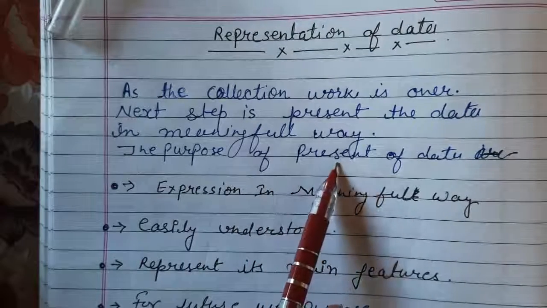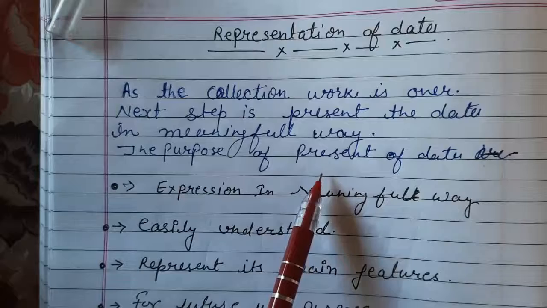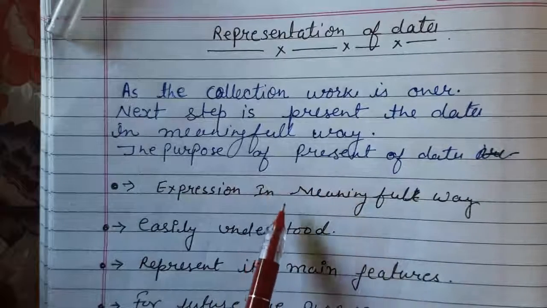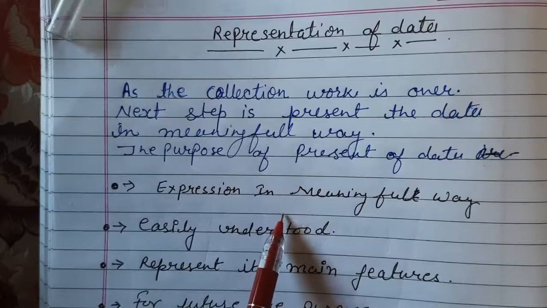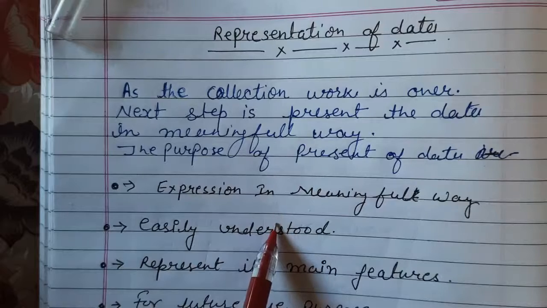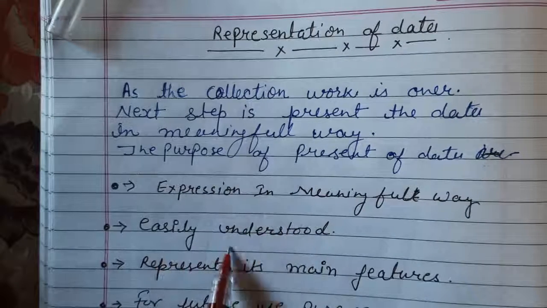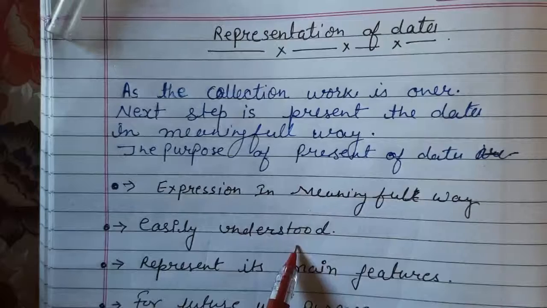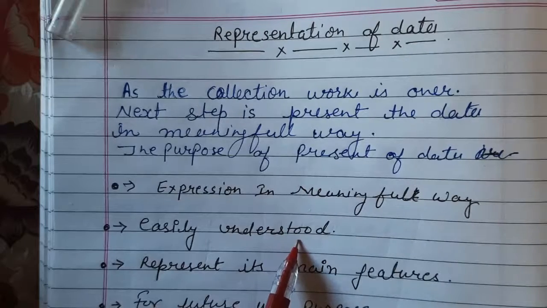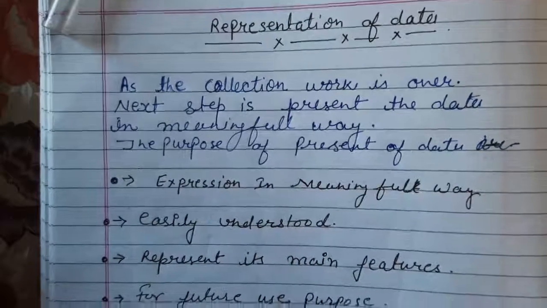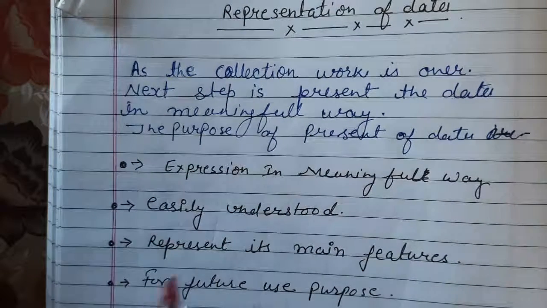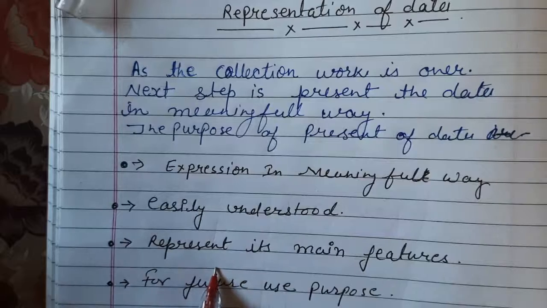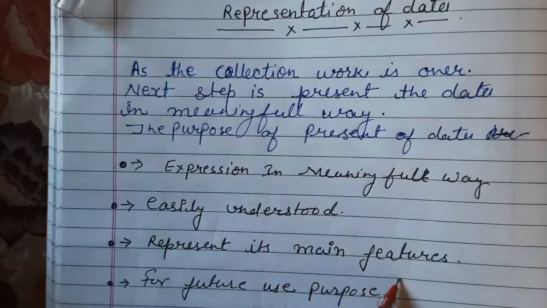When we collect the data, it is in raw form. Now we have to represent our data in such a way that when we provide it to someone for any research or decision making, it will be meaningful and easily understandable. There are two different ways to represent the data. And one more point: to represent the data is to represent its main features.